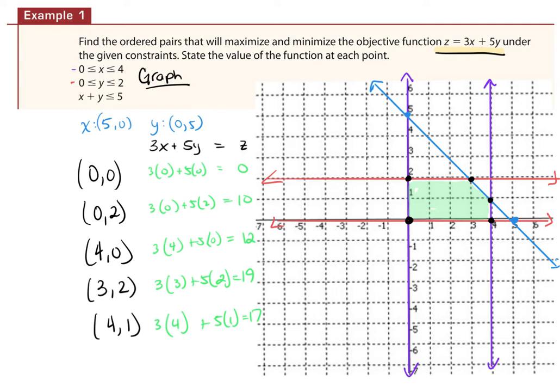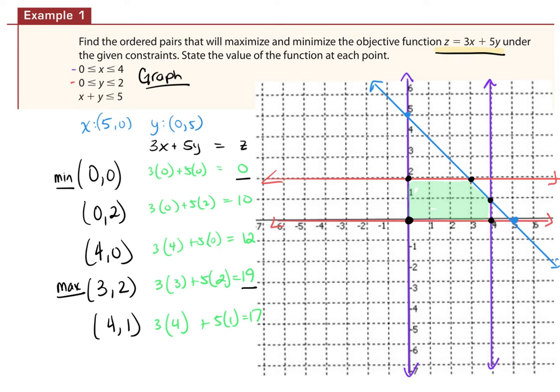And to figure out what my maximum and my minimum is pretty straightforward. The lowest of those 5 numbers is my minimum. The highest is my maximum. And so 0, 0 actually gives me my minimum, right? And 3, 2 actually gives me my maximum. So 0 x's and 0 y's gives me a minimum. 3 x's and 2 y's give me a maximum there. My minimum being 0 and my maximum being 19.